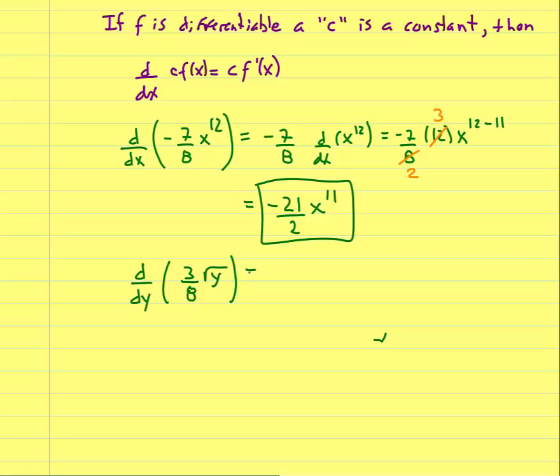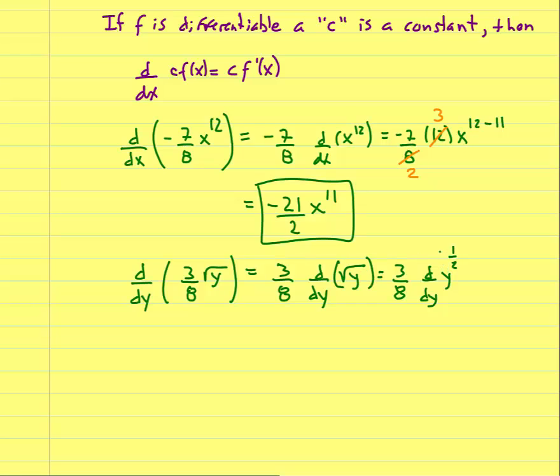Well, let's go ahead and split it into two parts. So I'd have 3/8 times the derivative with respect to y of the square root of y. That would be our first rewrite. Now I don't have any rules about derivatives of radicals here, but my rule would be, well, let's rewrite it. So I'm not taking a derivative yet. I'm just rewriting this with a 1/2 in the exponent.